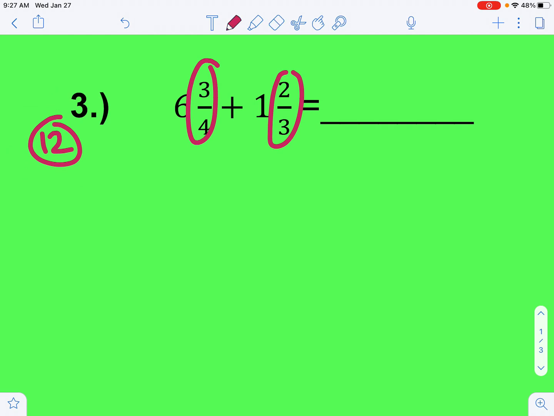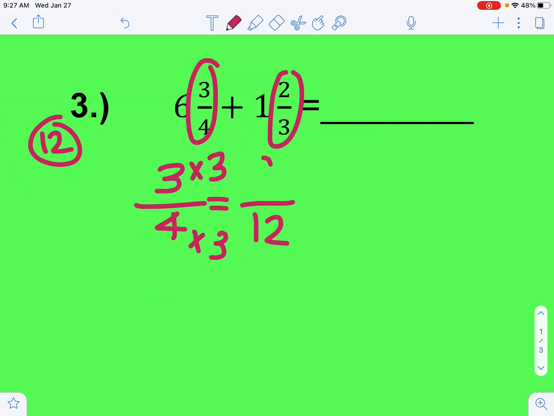Okay, I'm going to erase all this work. Now we need to change both of our fractions to have a denominator of 12. So 3/4 is equal to something over 12. 4 times 3 gives us 12. What we do to the bottom, we also have to do to the top. 3 times 3 gives us 9.